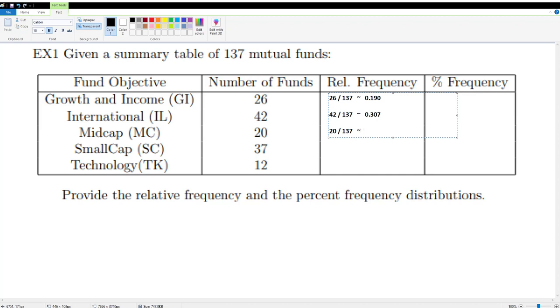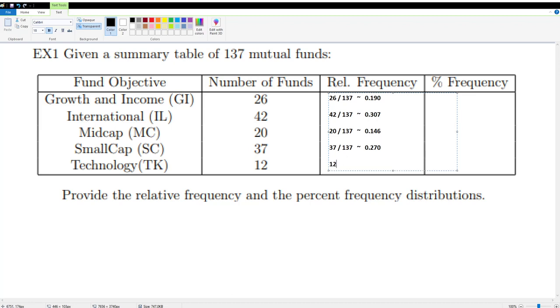Regardless, 20 out of 137 is roughly 0.146. For our small cap funds, many of which would be in the Russell 2000, there are a total of 37 of them. And we have 137 total funds in our sample, which means this is going to be roughly 0.270. Notice for a couple of these, we have a 0 at the end. That doesn't mean there are any more decimals left. It just means it rounds off to a 0.